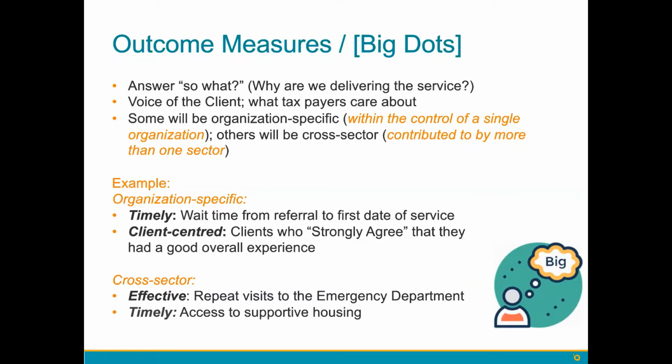Some are organization-specific, some are within our control and some are not. And some of those cross sectors. So we've been talking with the supportive housing group, and some of the pieces around access to their programming is a bigger system issue, as opposed to something that the organization can definitely have impact on. So some examples of an organization specific is timely wait times, referral to the date that the service starts. You have some control over that once that referral is received by your area, and you can do something about that to make that better.